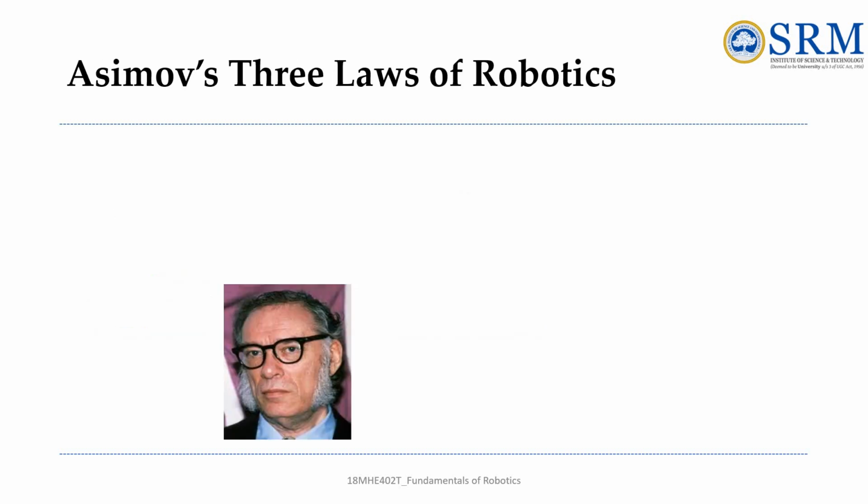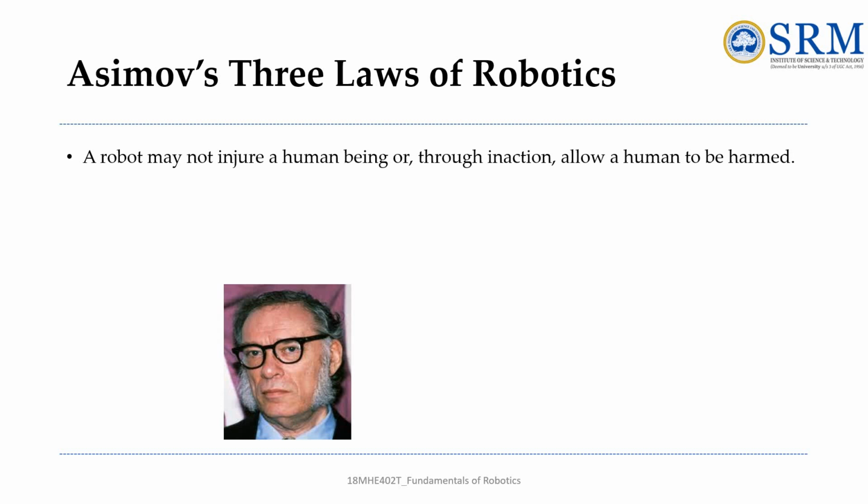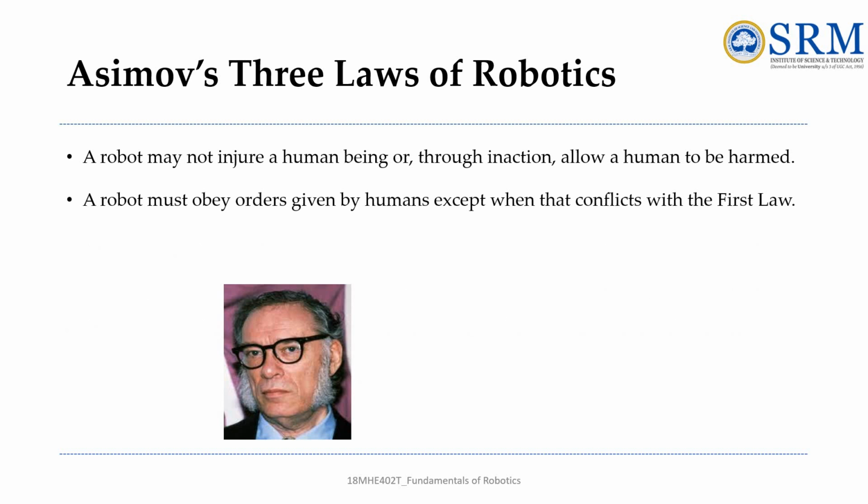So next, Asimov's three laws of robotics. These are a set of guiding principles for the robots. The first law is a robot should never harm a human being, and it must also prevent humans from coming to harm due to its actions or inaction. The second law is a robot must follow the commands of humans unless following those commands would lead to harming a human, in which case it must prioritize the first law.